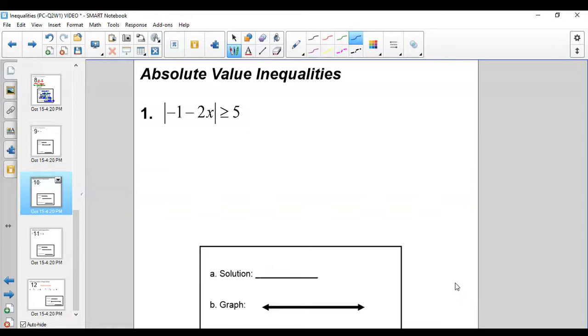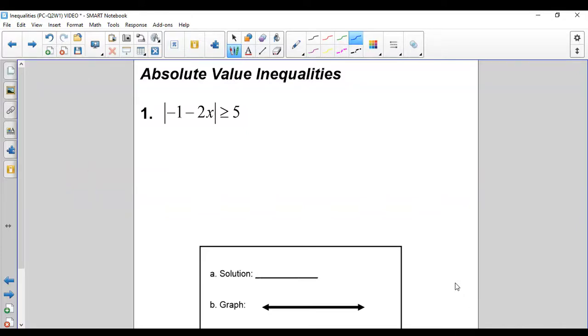Absolute value inequalities are very similar to absolute value equations. You need to split it up into two inequalities. The first inequality is going to be exactly what you see without the absolute value bars. And we'll go ahead and solve that one.